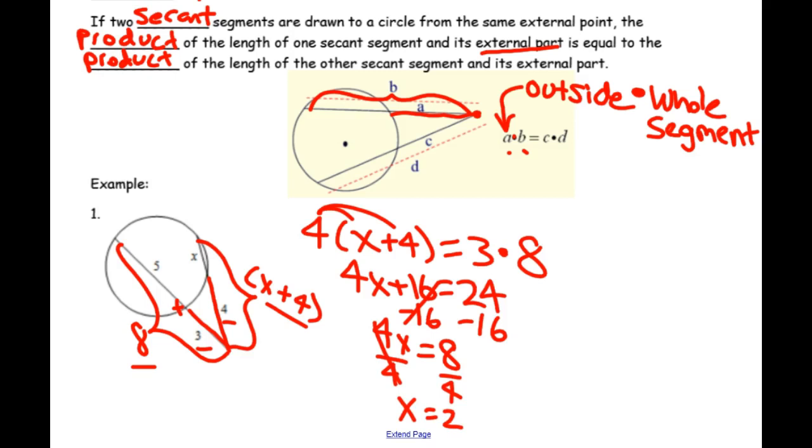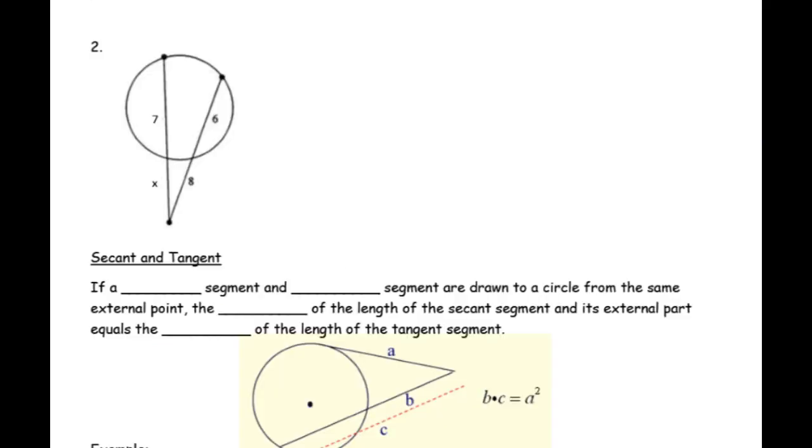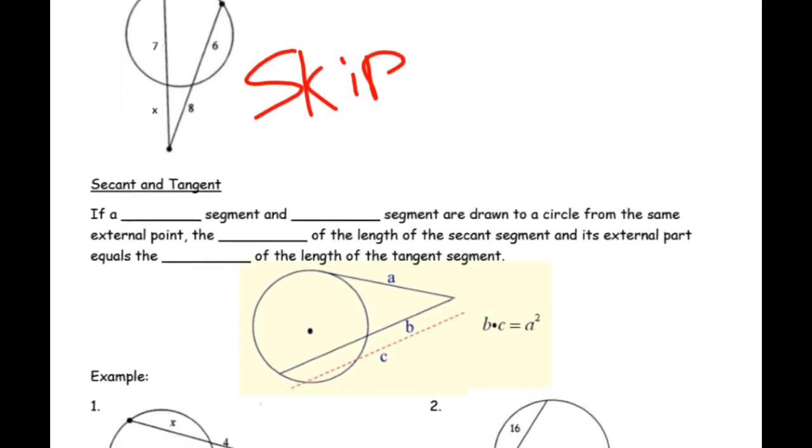All right, so on to the next page. We're going to skip number 2 here. We're going to head on over to this next part of the notes, okay? Secant and tangent. If a blank segment and a blank segment. So it's in the title here. A secant segment and a tangent segment.